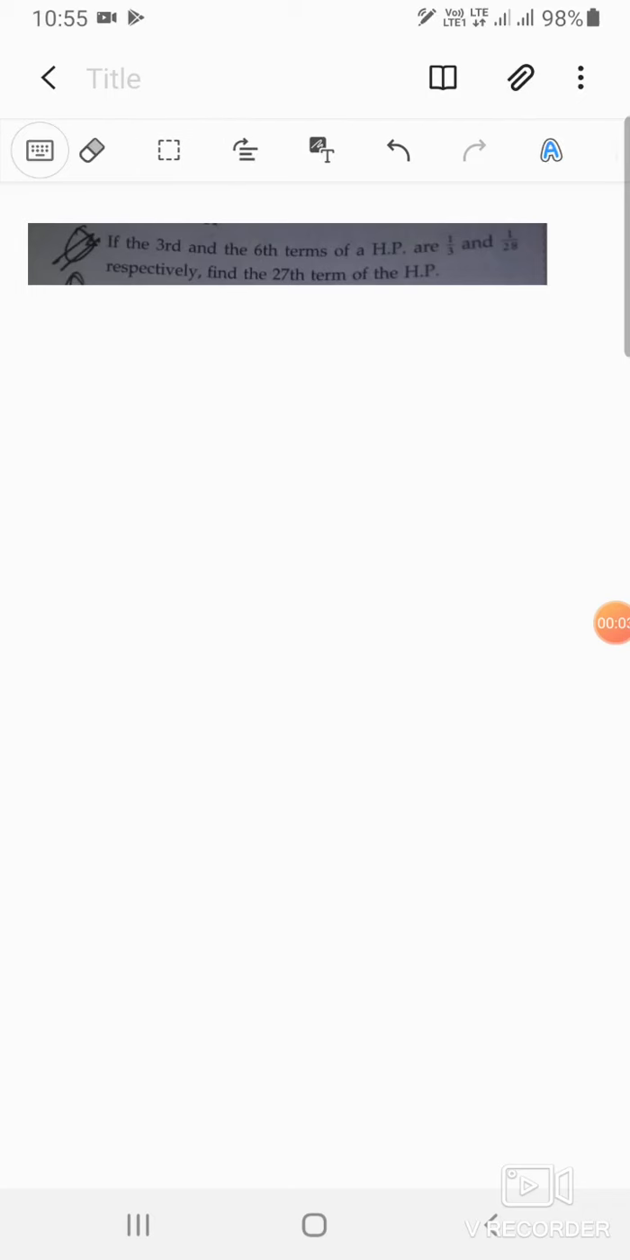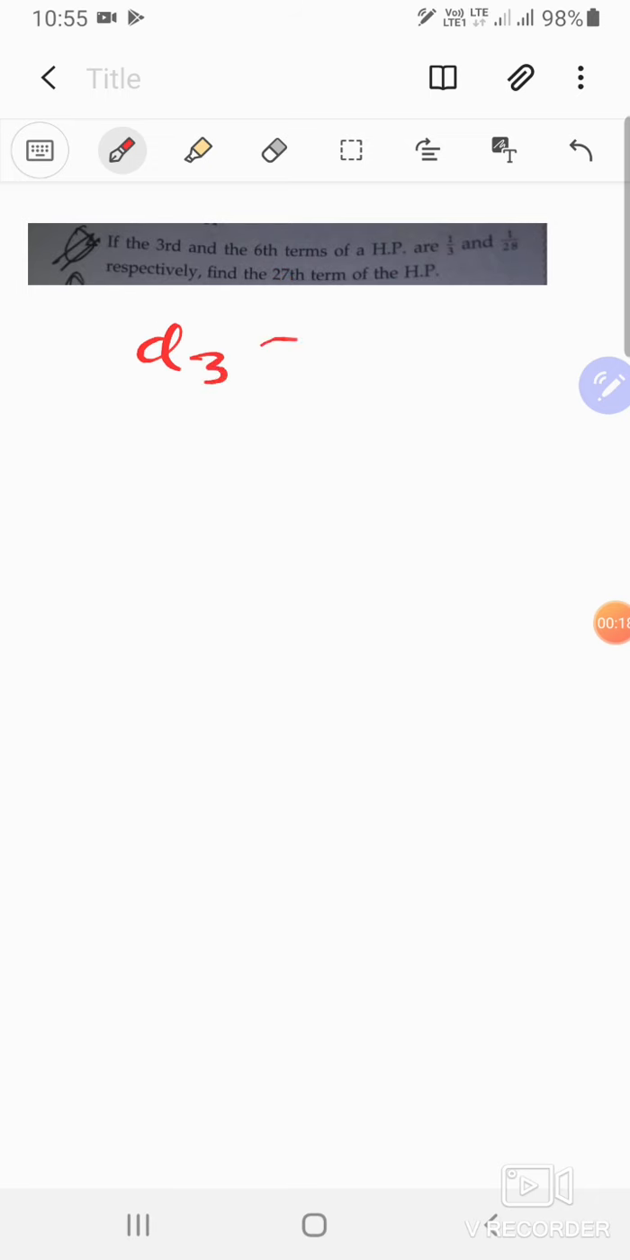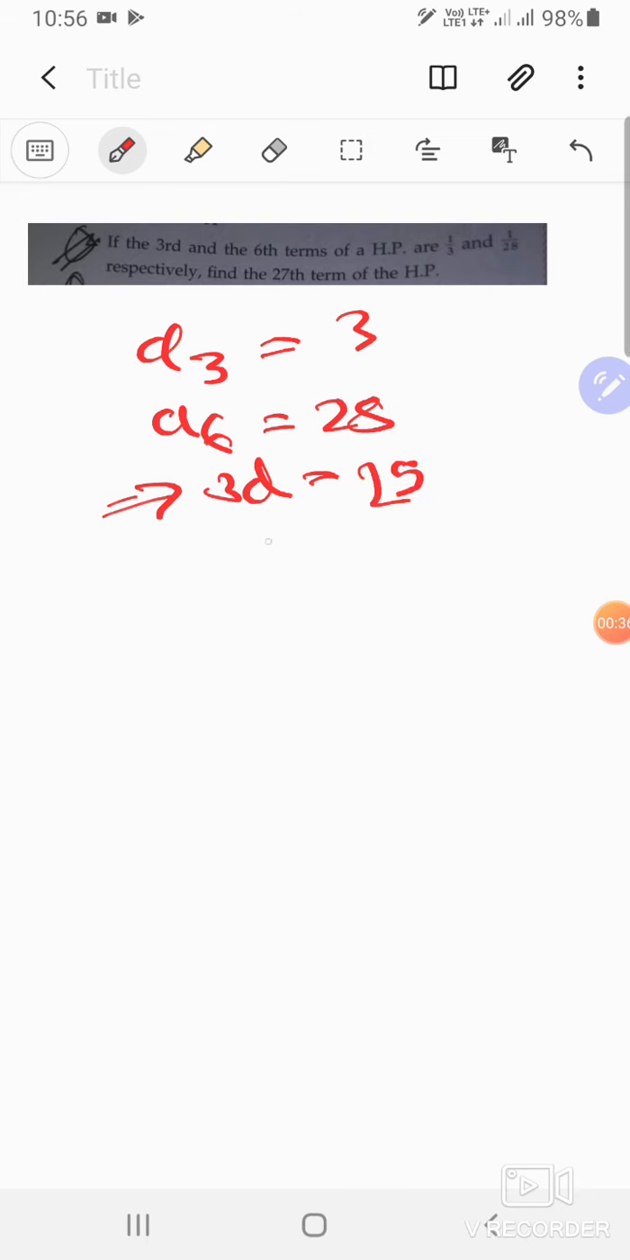Let's do this question now. If the third and sixth terms of an HP are 1 by 3 and 1 by 28 respectively, find the 27th term of the HP. So the third term of the corresponding AP is going to be 3, and the sixth term is going to be 28, which means 3 times the difference is 28 minus 3, which is 25. So the difference is going to be 25 upon 3.